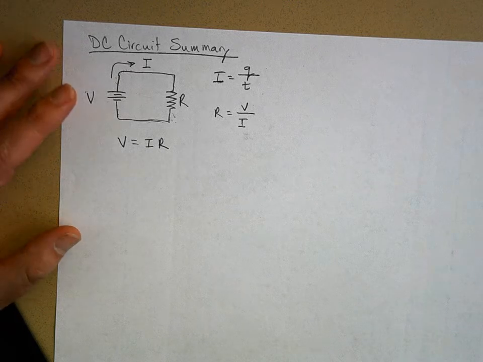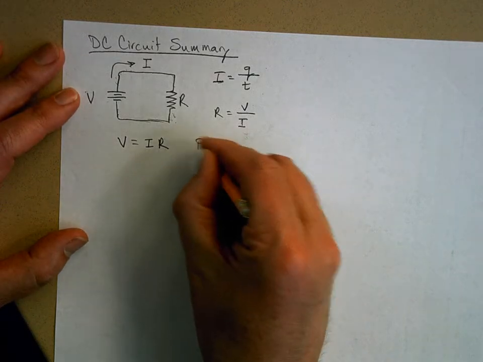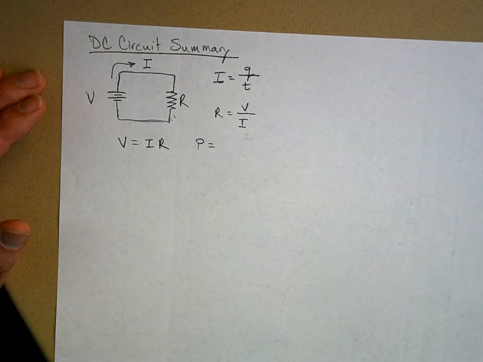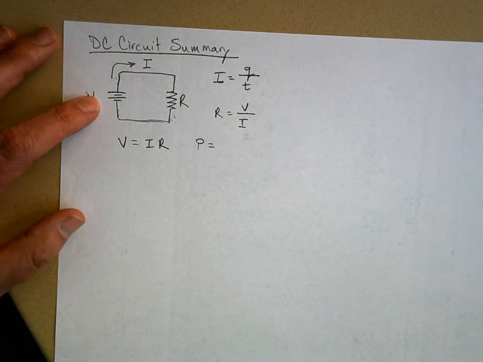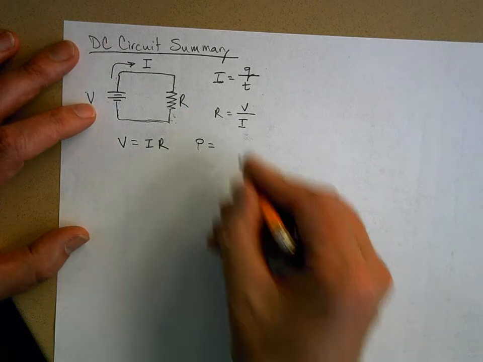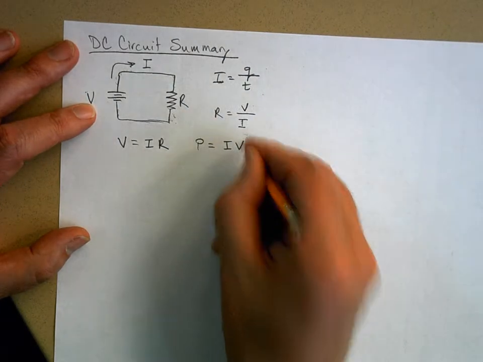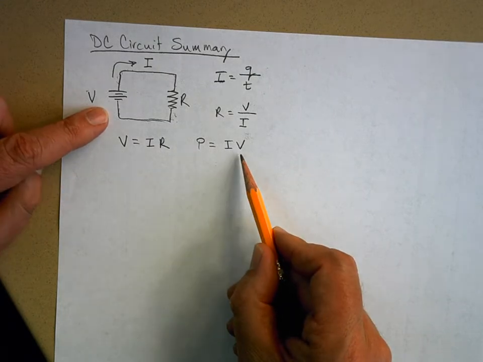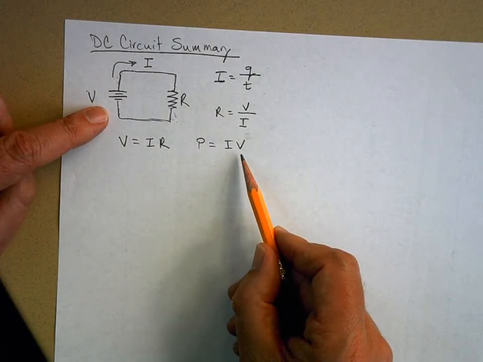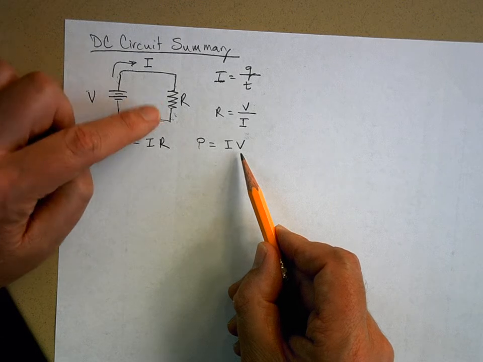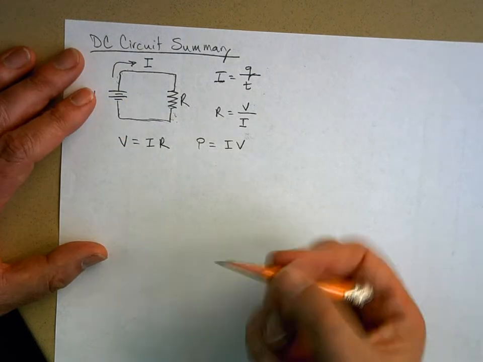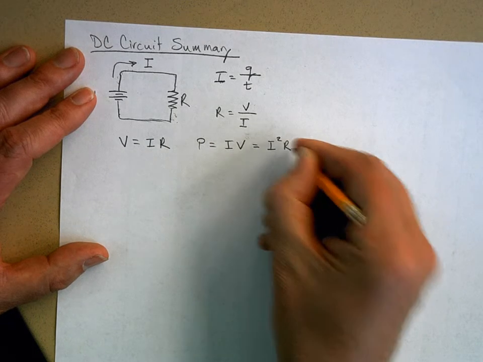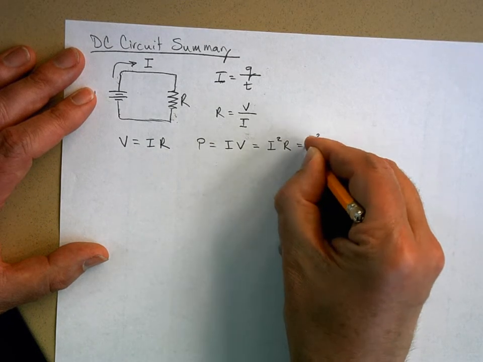We also said that the power, the rate at which energy enters the circuit through the battery or leaves the circuit through the resistor, is equal to the current times the voltage. If it's power in by the battery, this is the voltage delivered to the circuit by the battery, or it's the voltage drop across the resistor. Now, if you're dealing with resistors, we also showed that this was equal to I squared R, or V squared over R.